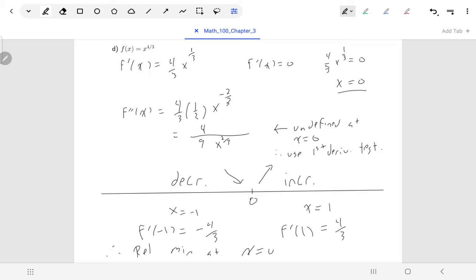So the second derivative test is nice, but we always have to remember that there are places where the second derivative test will fail for us. And if that's the case, we don't just give up, we use the first derivative test instead.